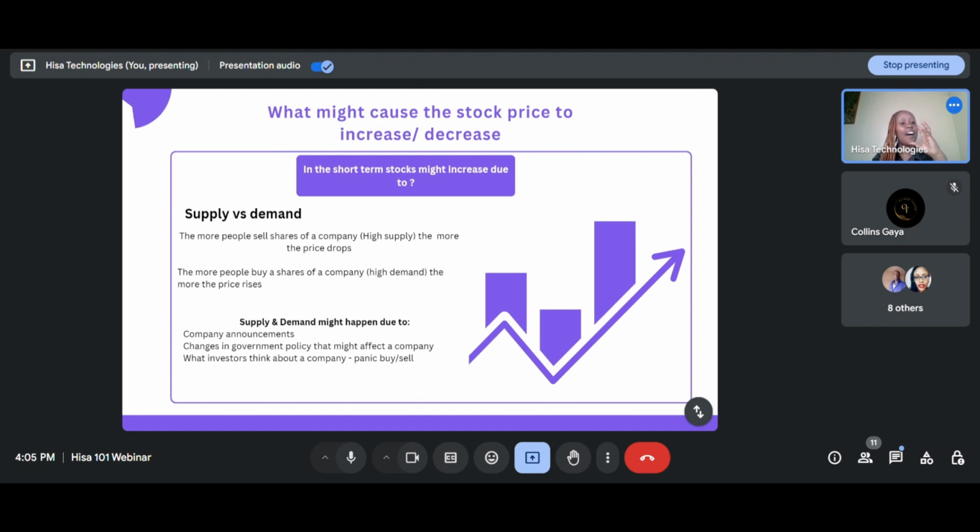So this is what we call herd investing, whereby when people hear bad news about a company, they start selling that company, and soon enough the price starts to drop. So understand these factors, but we'll go deeper into these factors at a later session.